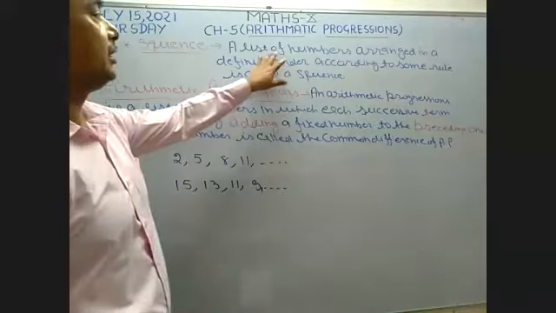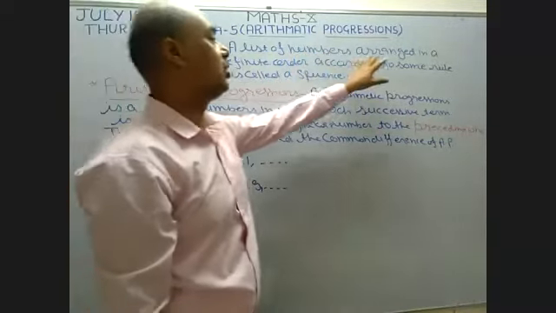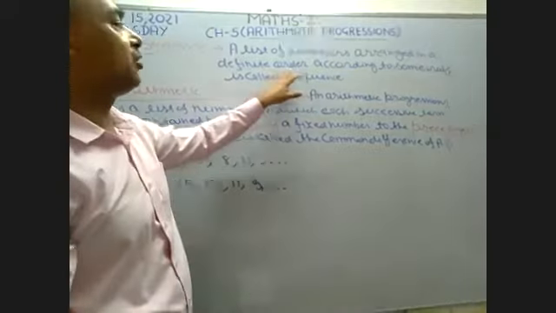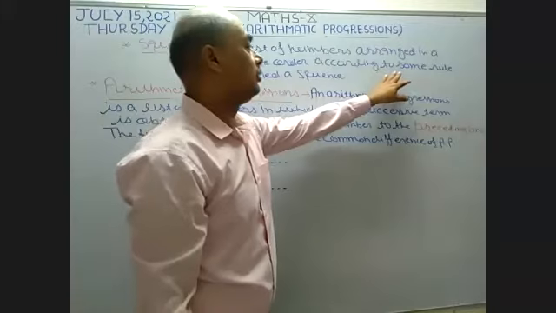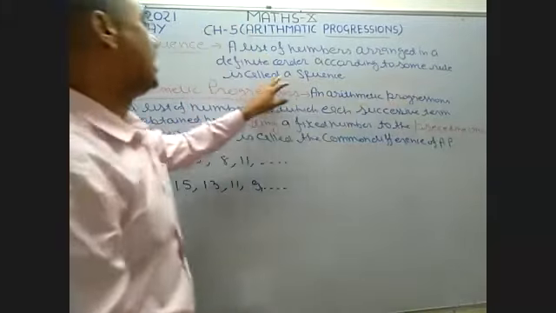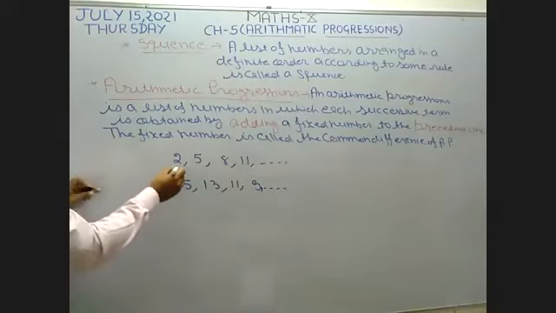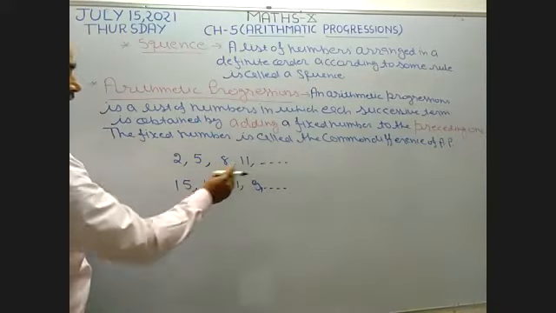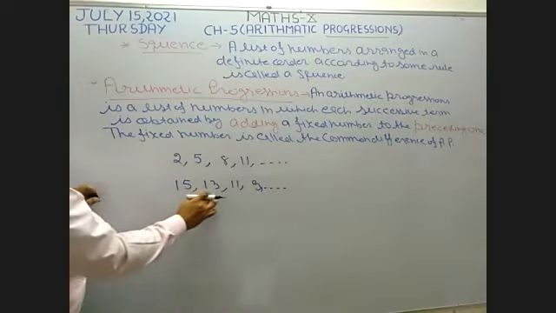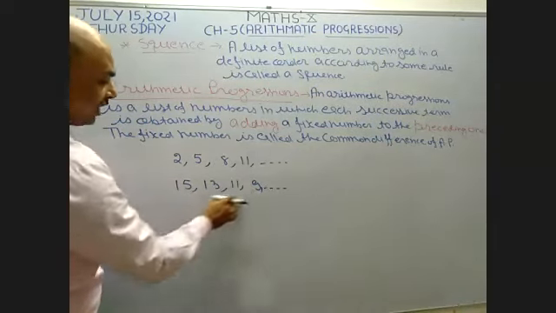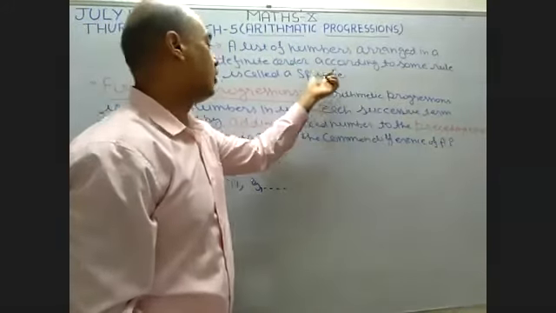What I write here, a list of numbers, means some numbers are there. They are arranged in a definite order according to some rule. If they are produced by some rule, then they are known as a sequence. For example, I write here 2, 5, 8, 11. This is a sequence, and 15, 13, 11, 9. This is also a sequence. Which definite rule do they follow?